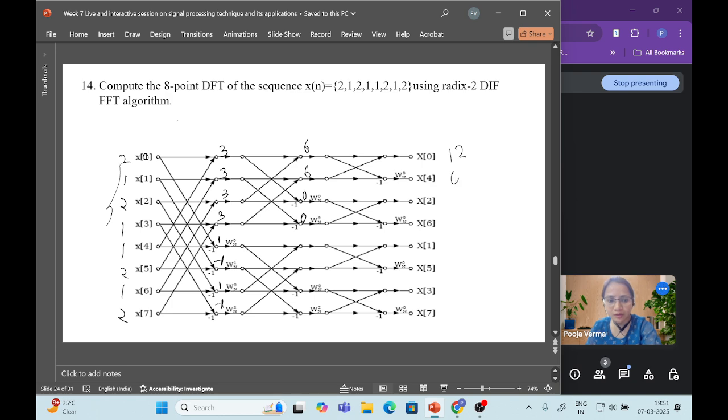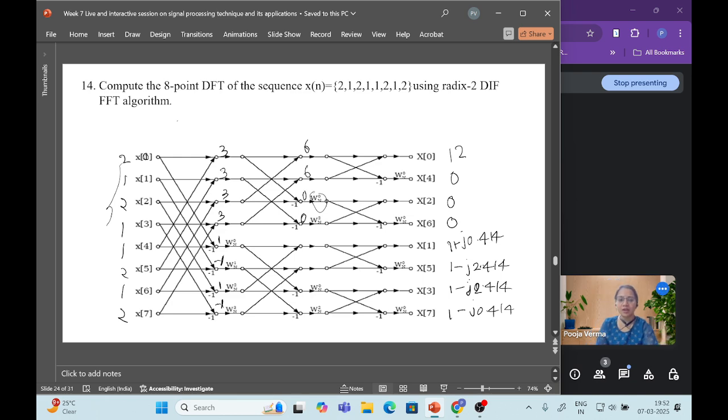12, 0, 0, 0, 1 plus j 0.414. Here you will get 1 minus j 2.414. Similarly, here you will get 1 minus j 0.414. Sorry, j, here you will get 2 point 1 minus j 0.414. Okay, just calculate this phase factor and multiply.